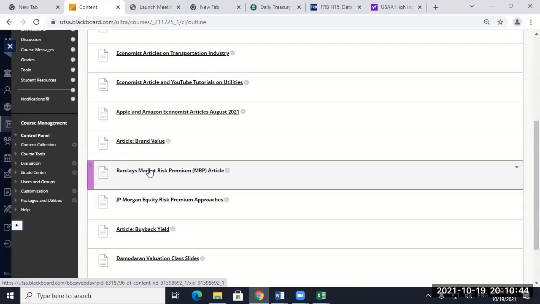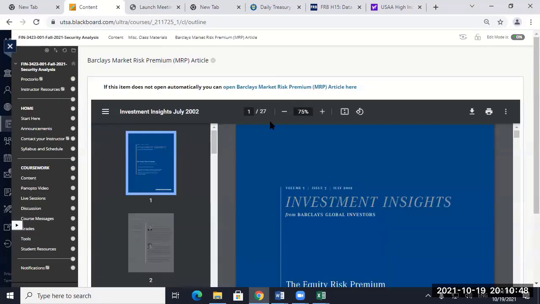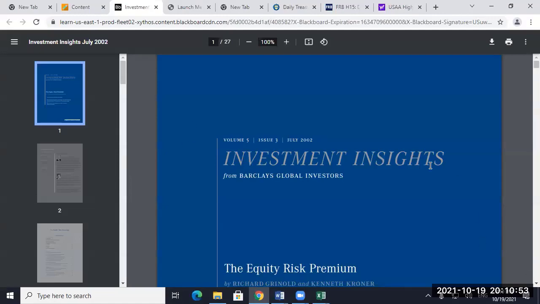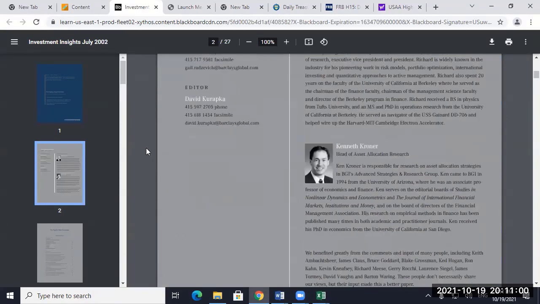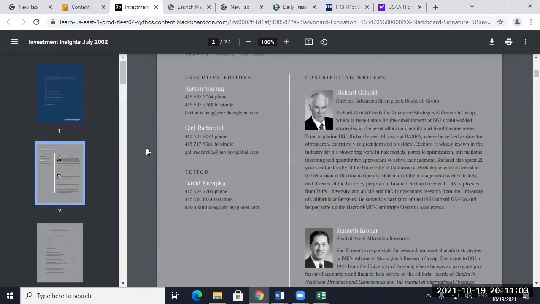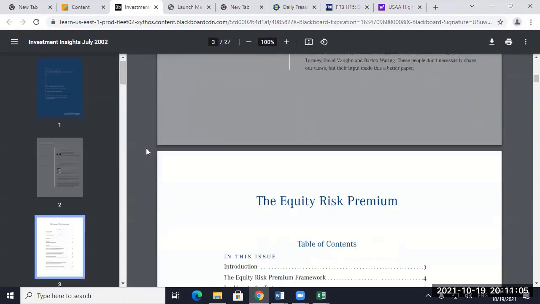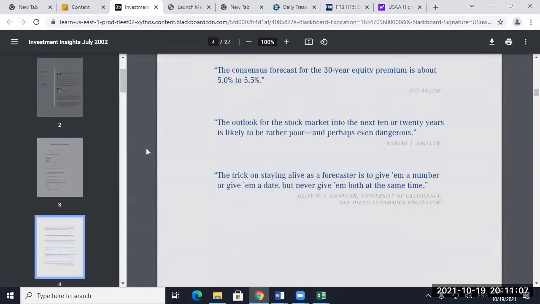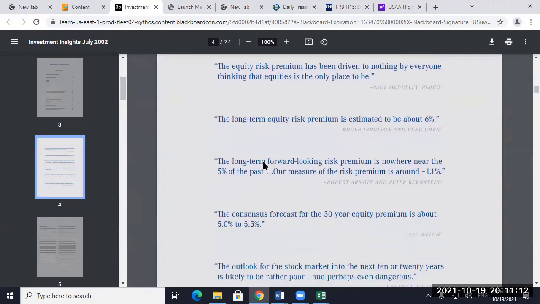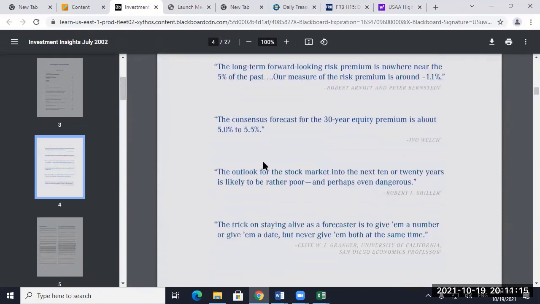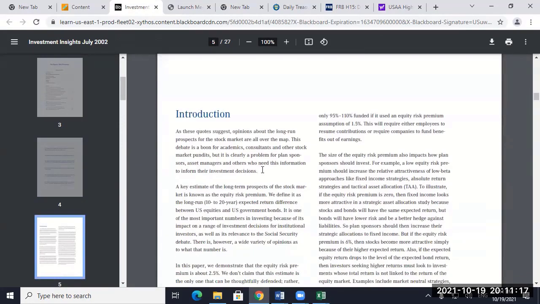Some of you have already read this before because I've used it in other classes. It's very, very, very dated, but the approach still works. There's nothing wrong with the approach. So essentially what they say is, these two guys, I don't know if they're around or not anymore. They're probably not Barclays anymore. You have seen these quotes before.